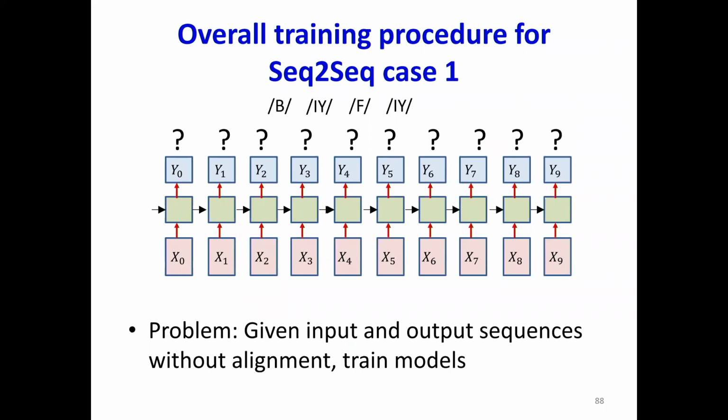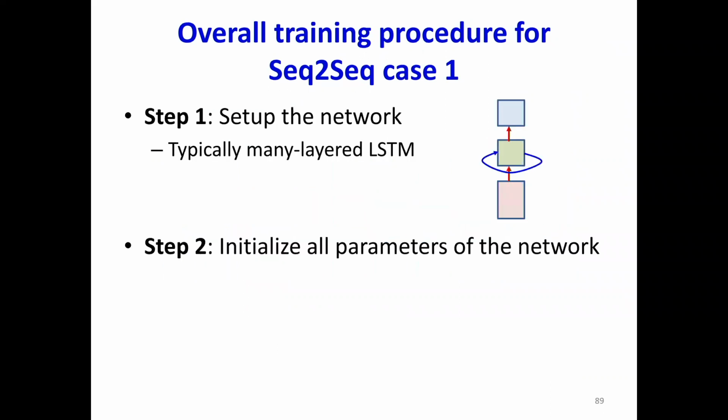And we can set up the entire training. And here's how you set up the training. The problem is, given input and output sequence without alignments, we must train our models. So we're going to set up the network, typically a many layered LSTM.